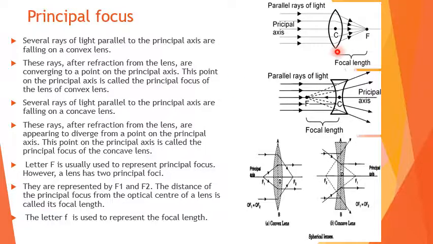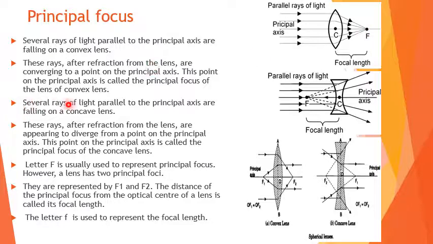Converging, I told you, means coming together. See, these rays of light are passing through this particular convex lens and they are converging, that is, meeting in one point on the principal axis. This is the principal axis, the middle one, which is passing through O and C. So this point of the principal axis is called the principal focus of the convex lens. This point where they converge will be called the principal focus.